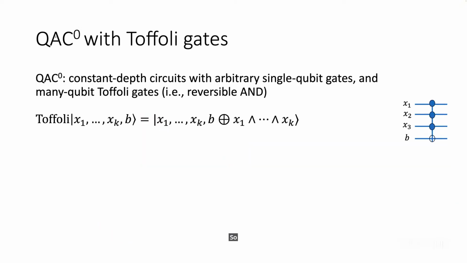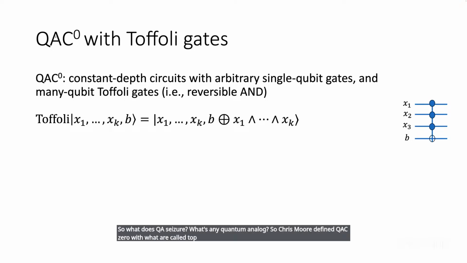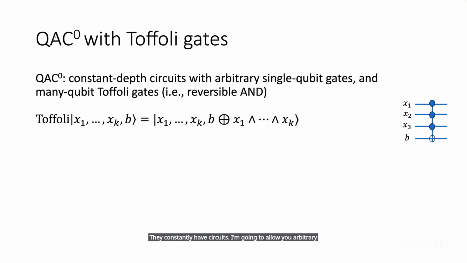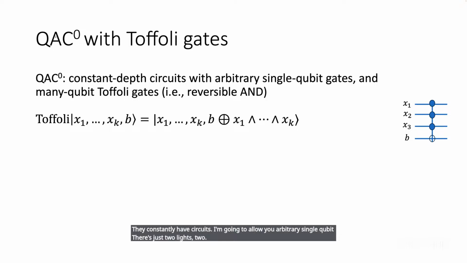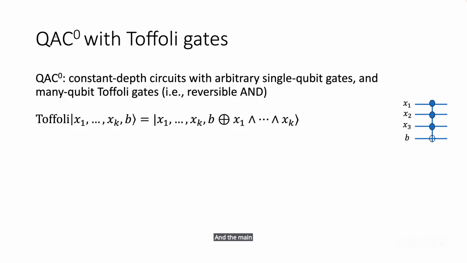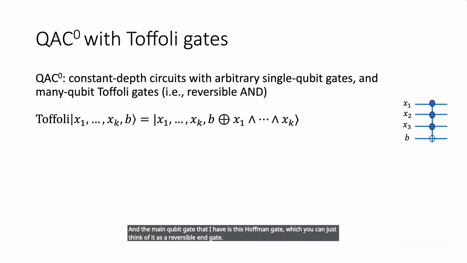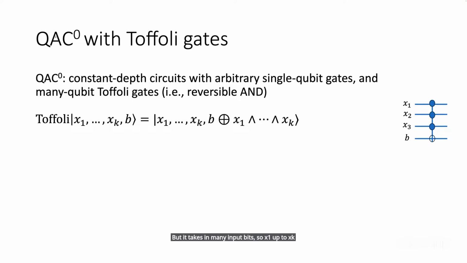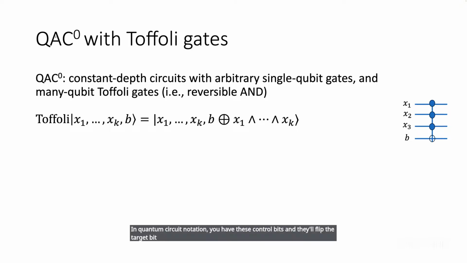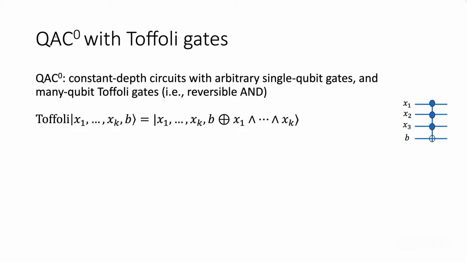So what is QAC0? What's a quantum analog? Chris Moore defined QAC0 with what are called Toffoli gates. This is the many qubit gate that I'm going to talk about. They're constant depth circuits, and I'm going to allow you arbitrary single qubit gates, which are just arbitrary 2 by 2 unitary matrices. The many qubit gate is this Toffoli gate, which you can think of as a reversible AND gate. It takes in many input bits, x1 up to xk, and there's a target bit b. This gate just flips the target bit, this very last bit, depending on the AND of the first k bits. In quantum circuit notation, you have these control bits, and they flip the target bit. That's the Toffoli gate.